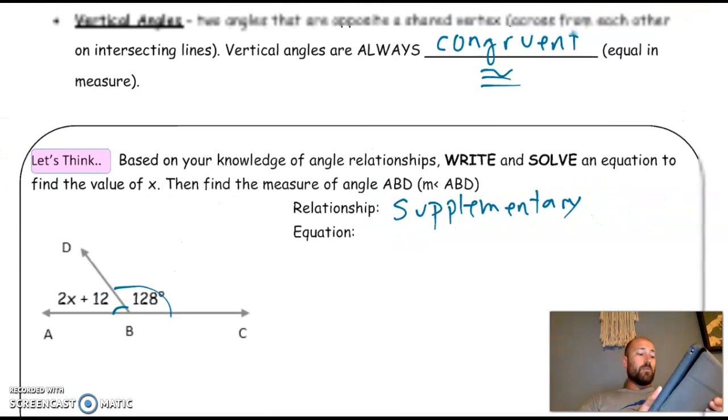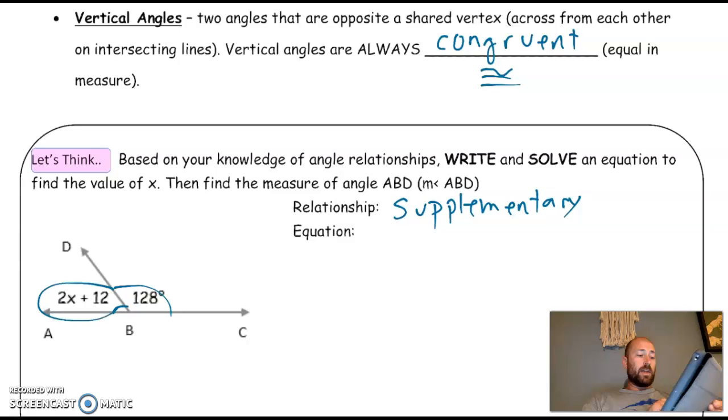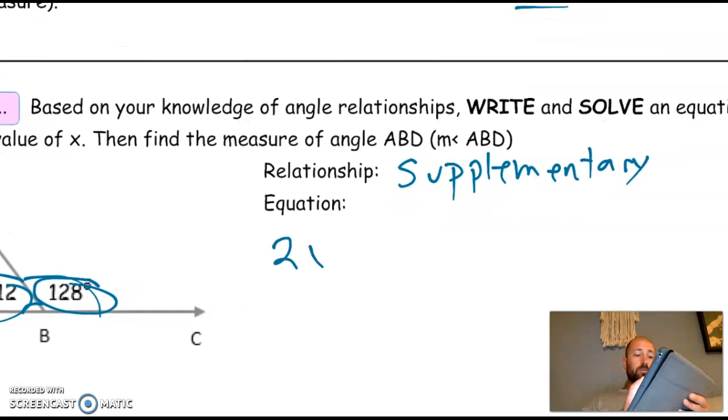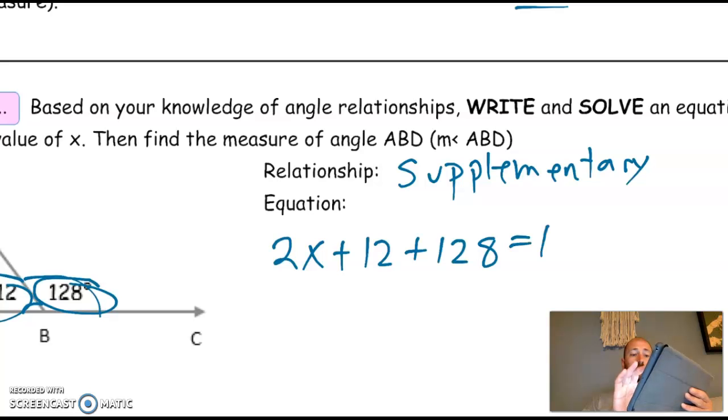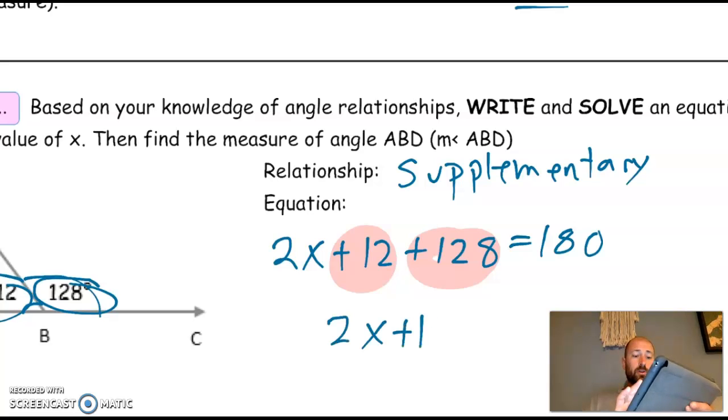So that's exactly how we are going to write our equation. We're going to add them together, and their sum is going to be 180 degrees. So there's the first part, 2x plus 12, plus, add it to the second angle, 128. Its sum is 180 degrees. So use the definition, its sum is 180, to write our equation. Now it's a matter of solving it. So here we go. 2x plus 140 equals 180.